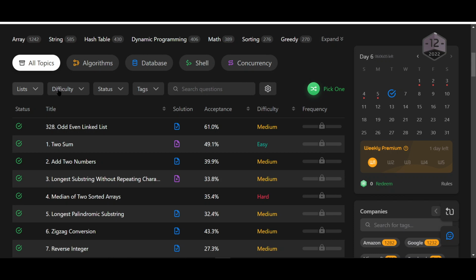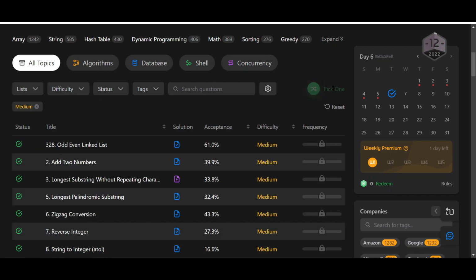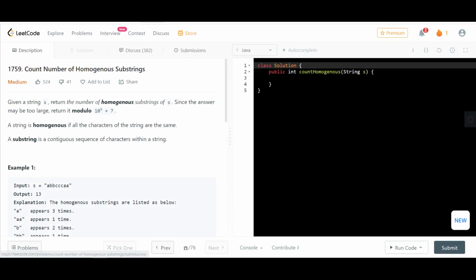All right, let's try a random medium difficulty problem. Count of homogeneous substrings. Given a string S, return the number of homogeneous substrings of S. Since the answer may be too large, return it modulo something. A string is homogeneous if all the characters of the string are the same. A substring is a contiguous sequence of characters in a string. That everybody knows.